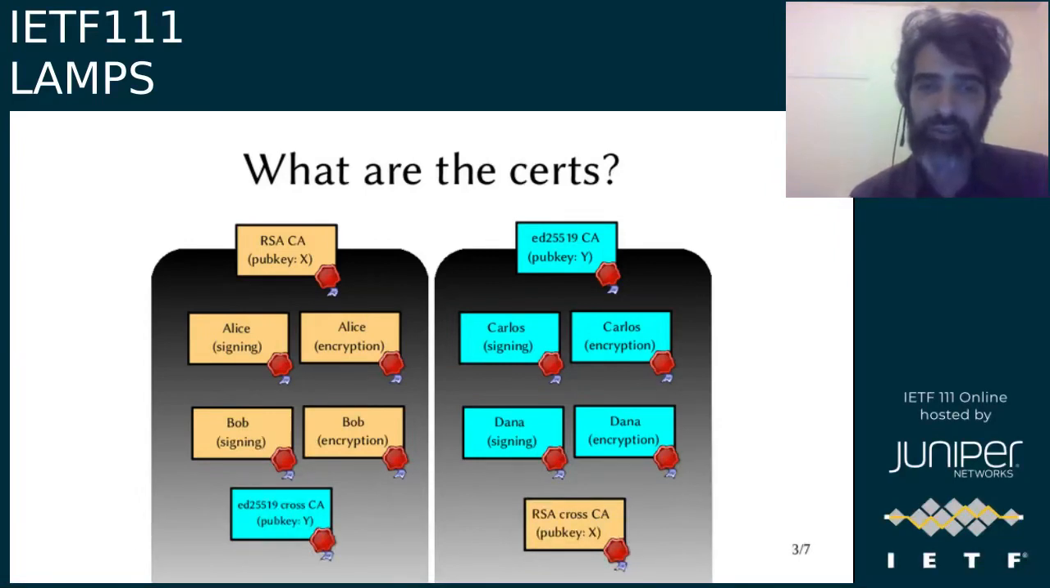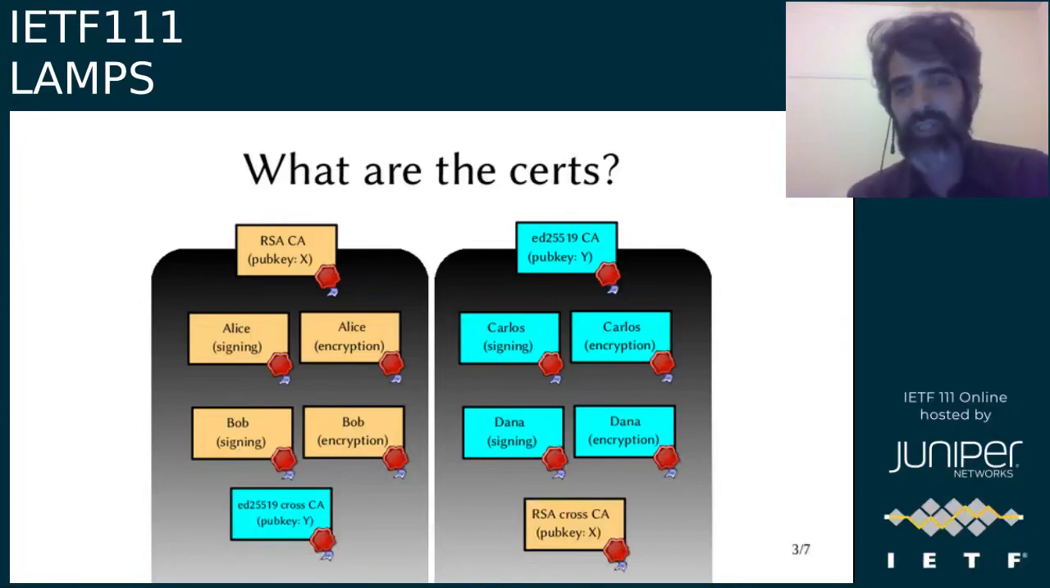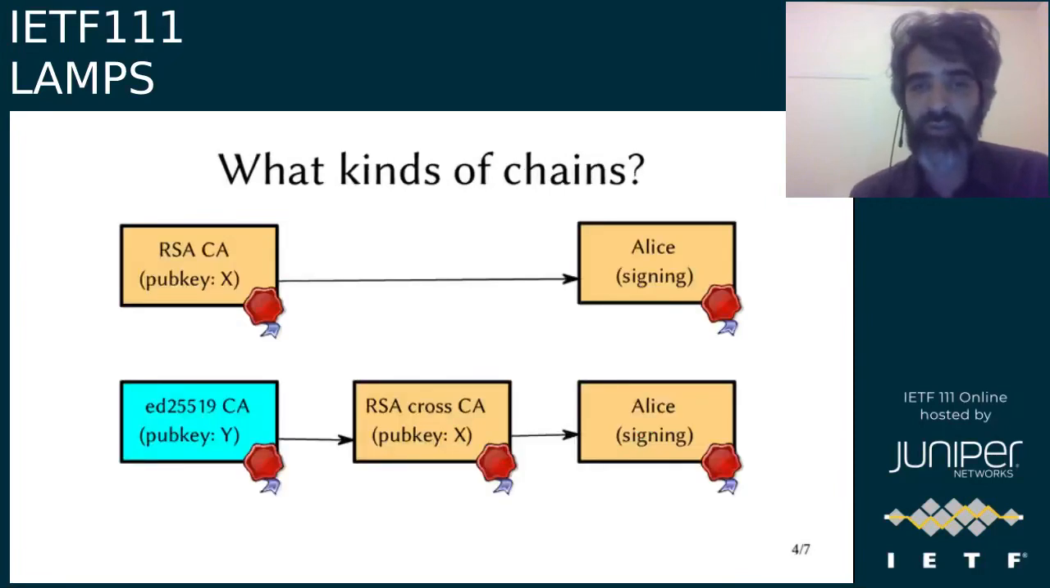You have direct cert paths between RSA and Alice and Bob. All of the end entities have both signing certs that are distinct from their encryption certs. With the ED25519 cert, we have Carlos and Dana. And then we have these cross certs where each CA signs the other root CA. Next slide, please.